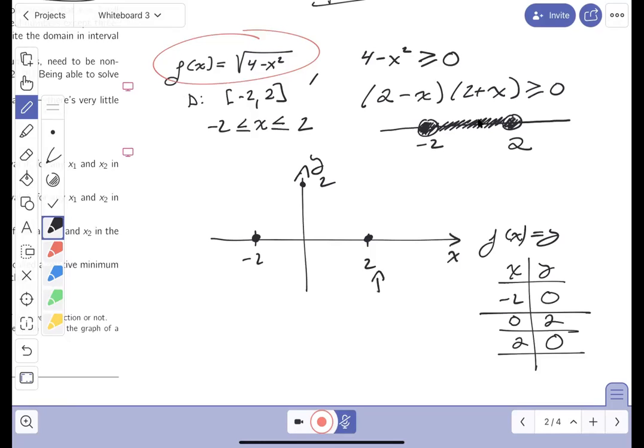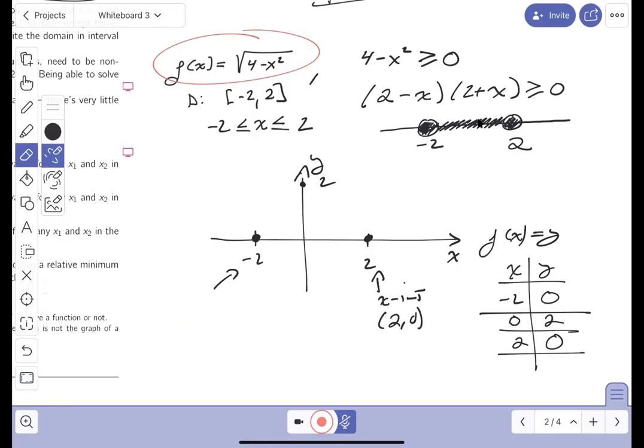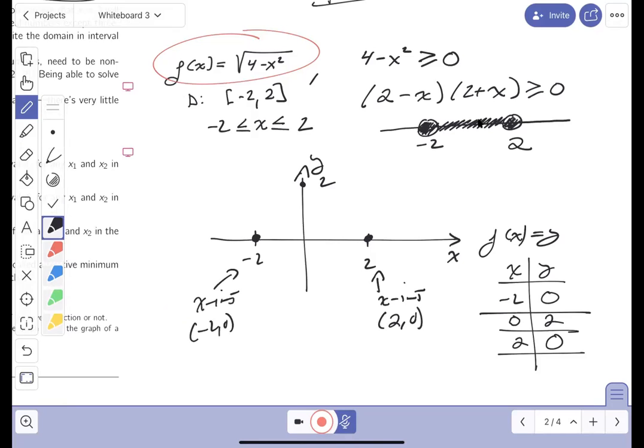Well, isn't that convenient? All right, so that's 2. Let me tell you what this point is here. It's an X-intercept, and what's the X-intercept? 2, 0. This is an X-intercept. Whoops, let me get my eraser out. This is an X-intercept, and its point is -2, 0. This over here is a Y-intercept. And what's the Y-intercept? 0, 2.